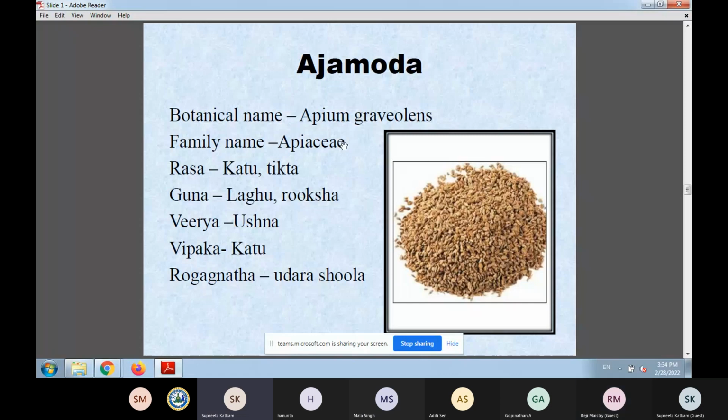Okay, now here, this is a very good drug of choice for stomach pain, and very good for dysmenorrhea, patients during menstruation when they have stomach pain. Here, this Ajamoda is having Katu Tikta Rasa. This Katu Tikta Rasa is undergoing Katu Vipaka, and it is Ushna in Virya, Laghu and Ruksha. Laghu and Ruksha are the properties.